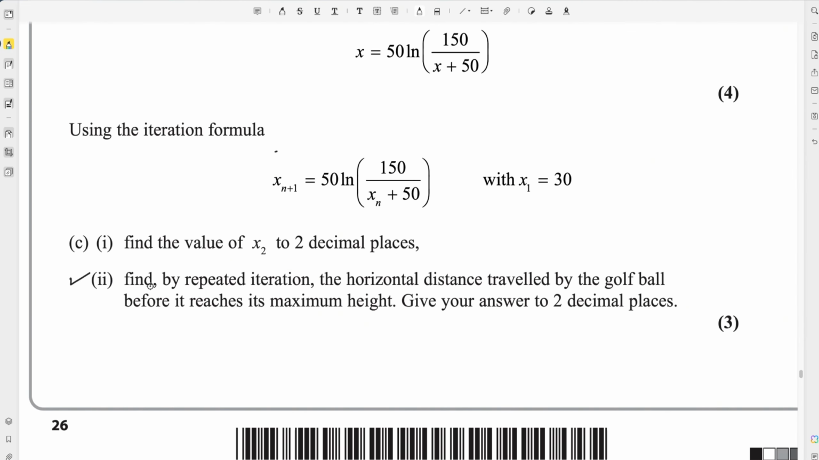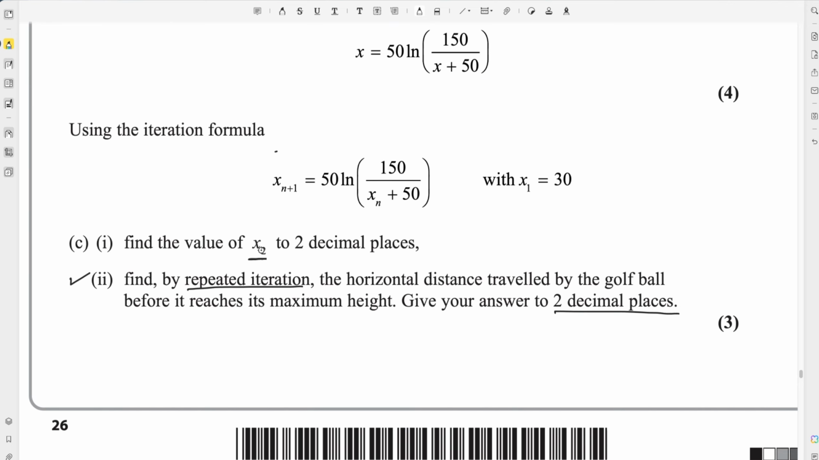Second part: find, by repeated iteration, the horizontal distance traveled by the golf ball before it reaches its maximum height. Give your answer to 2 decimal places. Like we did in the previous part, in the same way we can get the next iterative values of x. You might need to find 9 to 10 more values until you reach the same answer up to 2 decimal places.